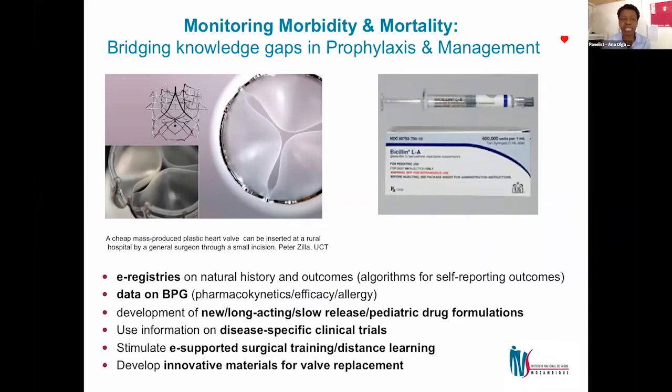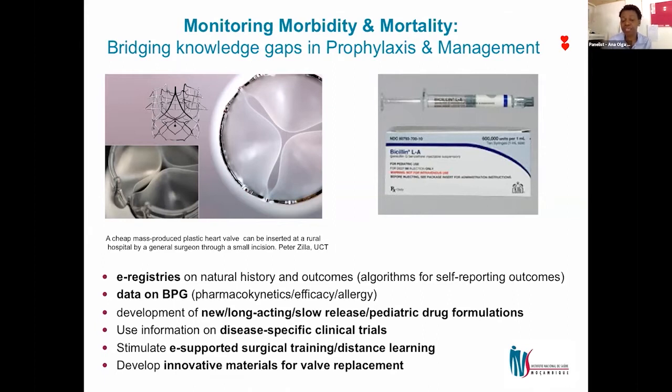Monitoring morbidity and mortality is a way to bridge knowledge gaps that exist in prophylaxis and management. Global registries, data on penicillin, improving ways to deliver penicillin, disease-specific clinical trials like INVICTUS, trying to bring the new anticoagulants to the area, e-supported surgical training and distance learning, and innovation in materials for valve replacement are important.